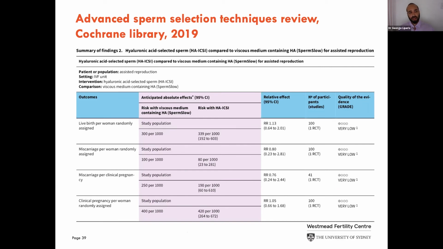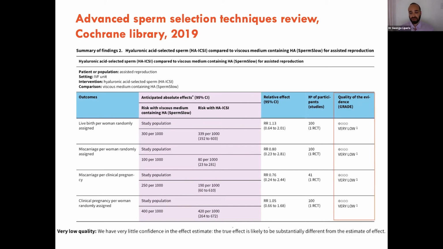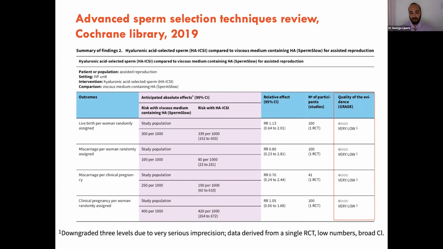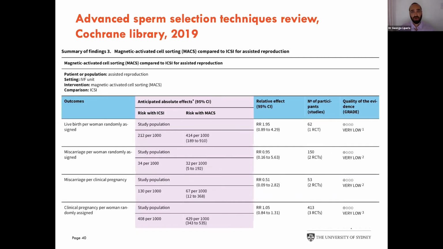The next arm of the study compared hyaluronic acid ICSI compared to sperm slow, and once again they found no difference in terms of the clinical outcomes, and again the quality of the evidence was very low, due to serious imprecision: data derived from a single randomized controlled trial, no numbers, and a broad confidence interval. So that study cannot provide significant evidence of the benefit of hyaluronic acid.